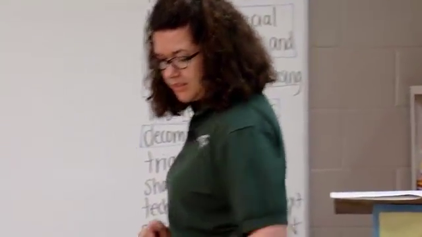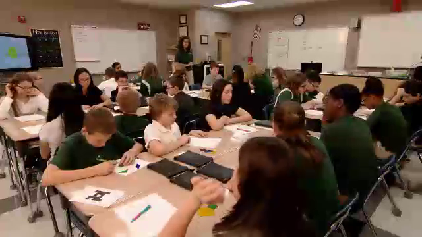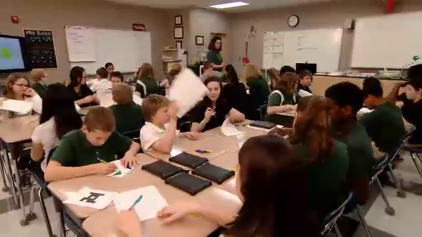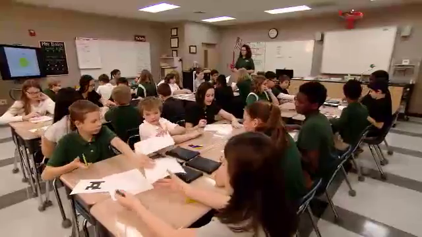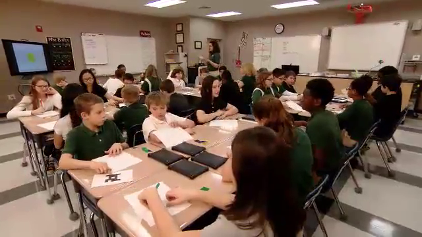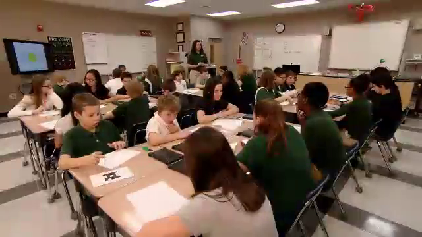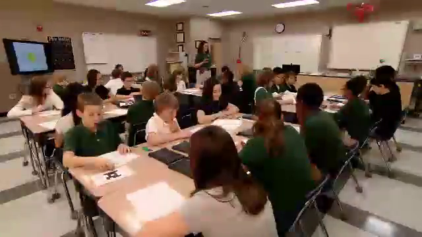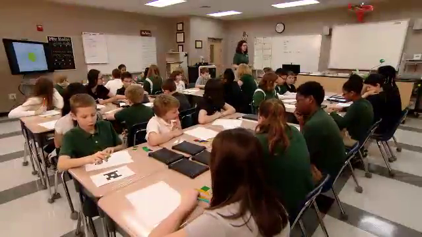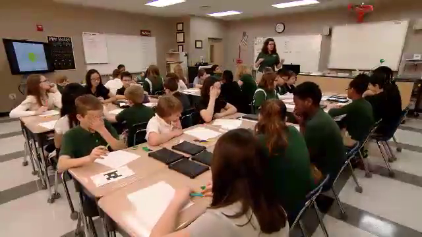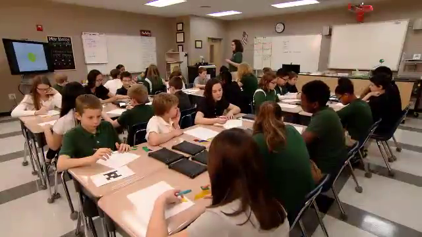You have this shape now that you created. I want you to trade with your neighbor. Trade your paper with your neighbor. Now, we all know that this is a composite figure, which means it's been created from smaller shapes. Our goal, okay, is to find the area and perimeter of this shape by breaking it down into those smaller pieces and finding out what pieces it was originally made out of, okay?